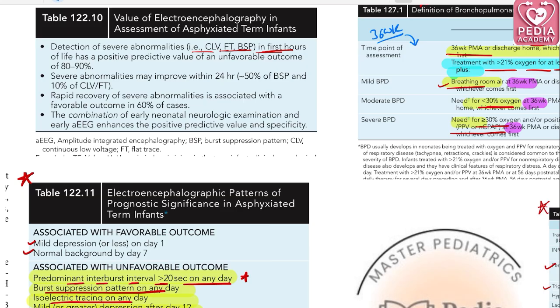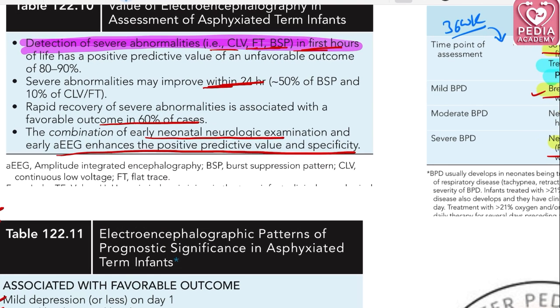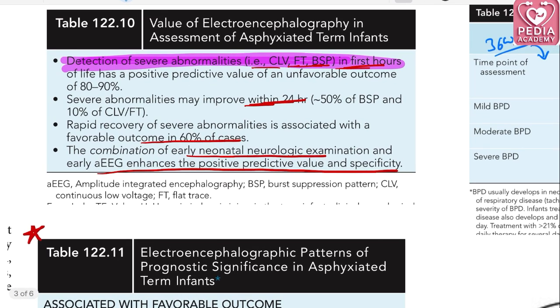Severe abnormality may improve within 24 hours. Rapid recovery of severe abnormalities is associated with favorable outcome in 60% cases. Combination of early neonatal examination and early EEG findings enhances positive predictive value and specificity. Basically, in this table, you have to remember this. If we are seeing these abnormalities, okay, so these abnormalities are important to consider because in this, poor prognosis is expected if these abnormalities are not improving within 24 hours.